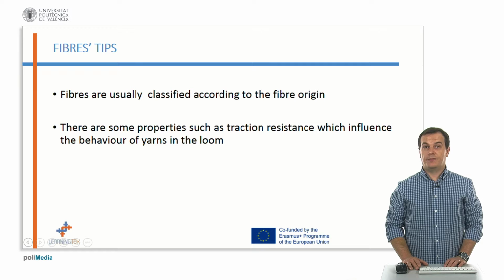Fiber types. In this lesson about fibers, we have learned that fibers can be classified according to their origin. This is important as it allows us to predict a wide variety of their properties. Some of the properties of the fibers are directly related to spinning parameters and can influence the behavior of yarns in the loom.